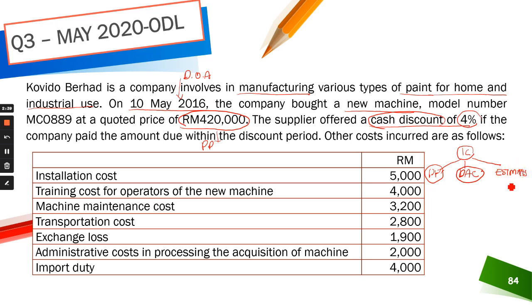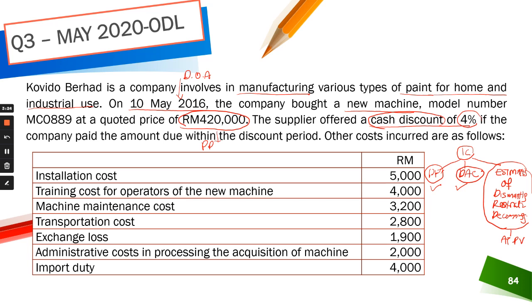Estimate here is the initial estimate of the cost of dismantling, restoration, and commissioning. These are the things estimated, but this must be at present value. Okay, but our focus today from this question is just on these two, which are the purchase price and directly attributable costs, right? That is, just looking at the initial cost before the calculation part.